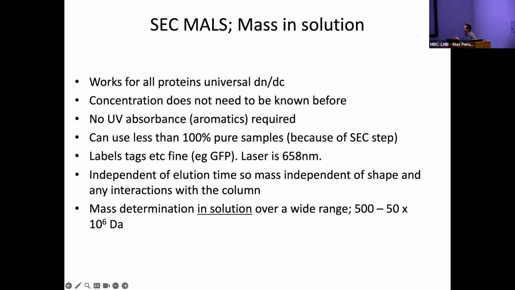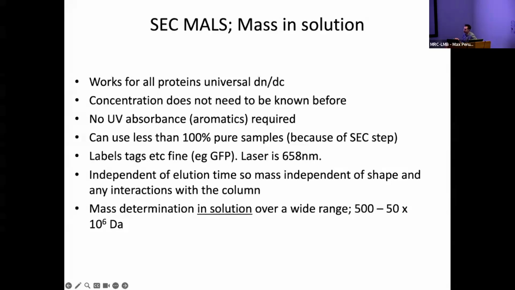We don't need to know the concentration because we measure that very accurately. It doesn't have to have UV absorbance. We can use samples that are not pure, but obviously the more pure they are, the better, but we do separate it anyway. It works fine with any label tags, because we're using this 658 laser.